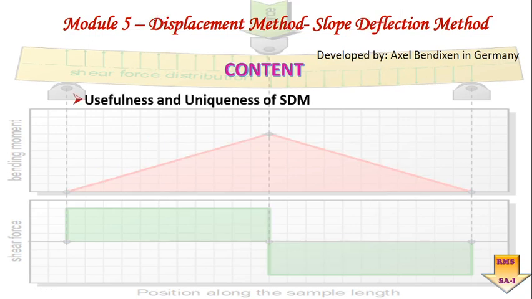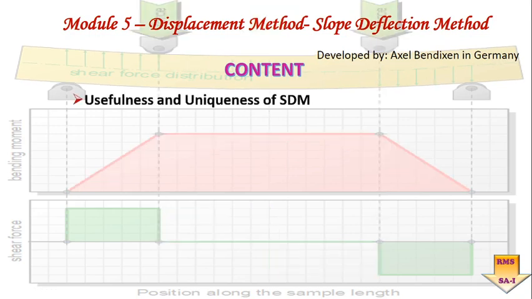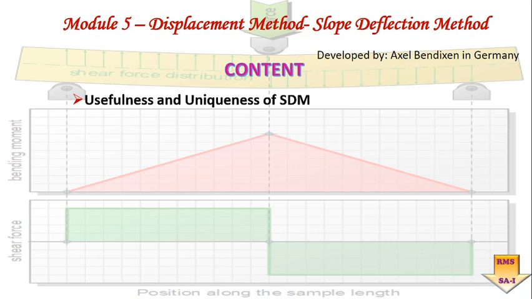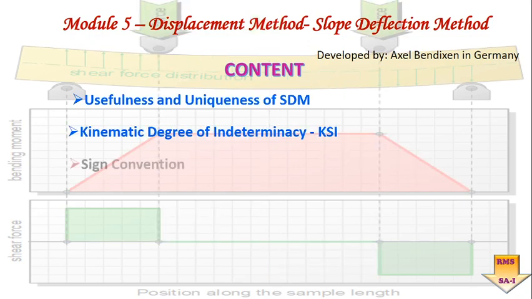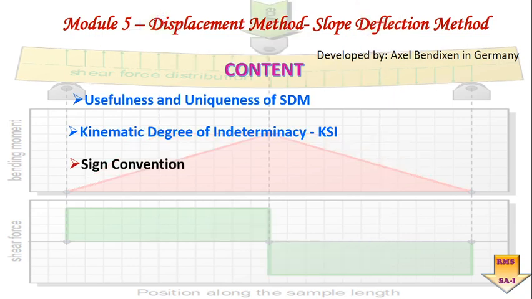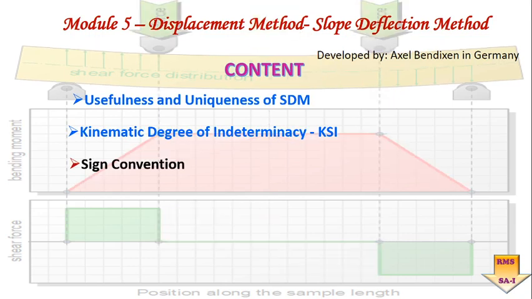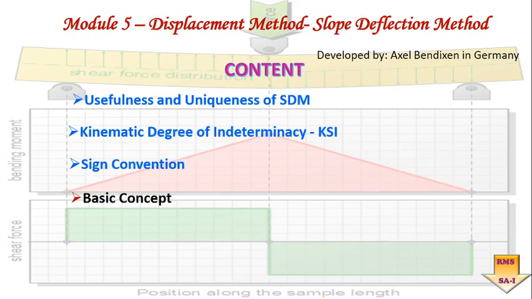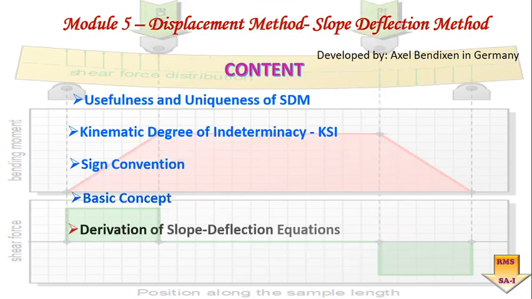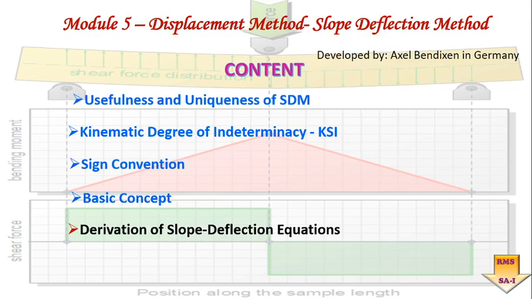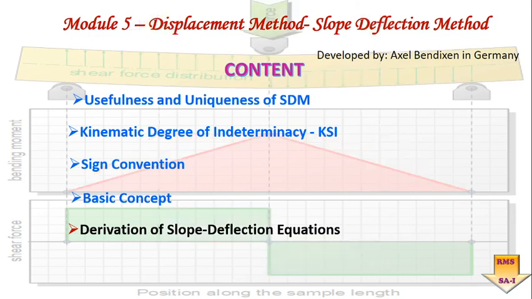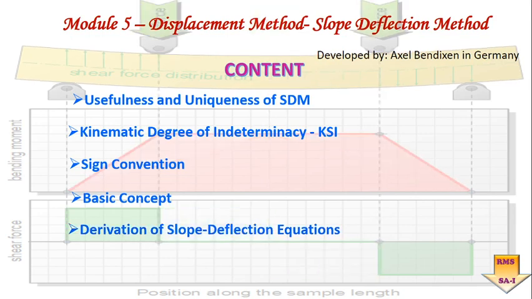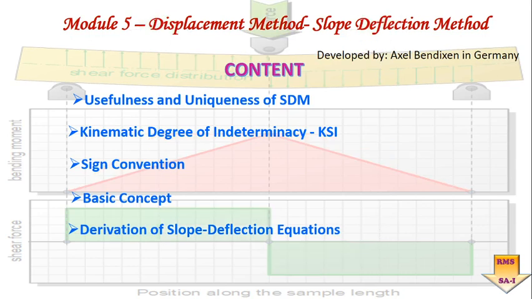Here we are going to understand the usefulness and uniqueness of this slope deflection method. Next to that, we are going to understand what this kinematic degree of indeterminacy is. Next, sign conventions. Then we are going to see the basic concept to be applied in this sort of problem, and at last we are going to understand the derivation of the slope deflection method, that is the governing equation of the slope deflection method. So these are the various contents which we are going to see one by one.